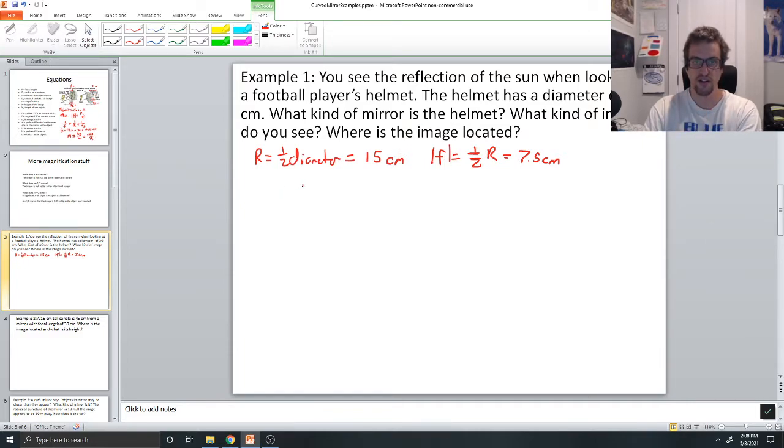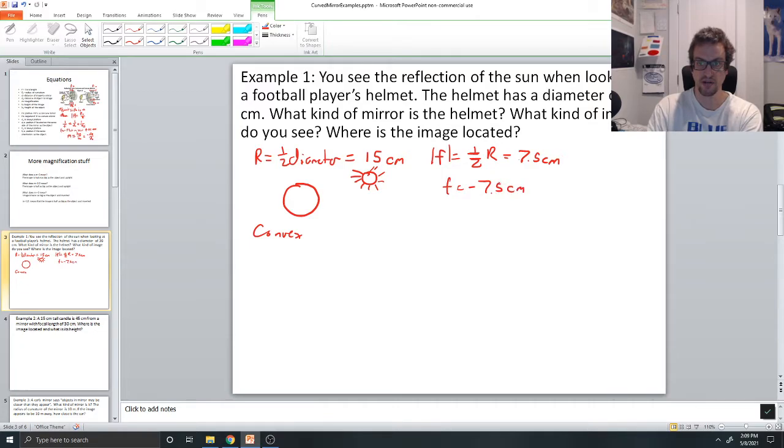So if we're on the outside of the helmet, so here's my big helmet. It's kind of a sphere, right? And the thing we're looking at here is the sun. The sun is our object, right? This is a convex mirror. It's not a concave, it's a convex mirror. So the answer to this is convex. And because it's convex, that means f is equal to negative 7.5 centimeters.